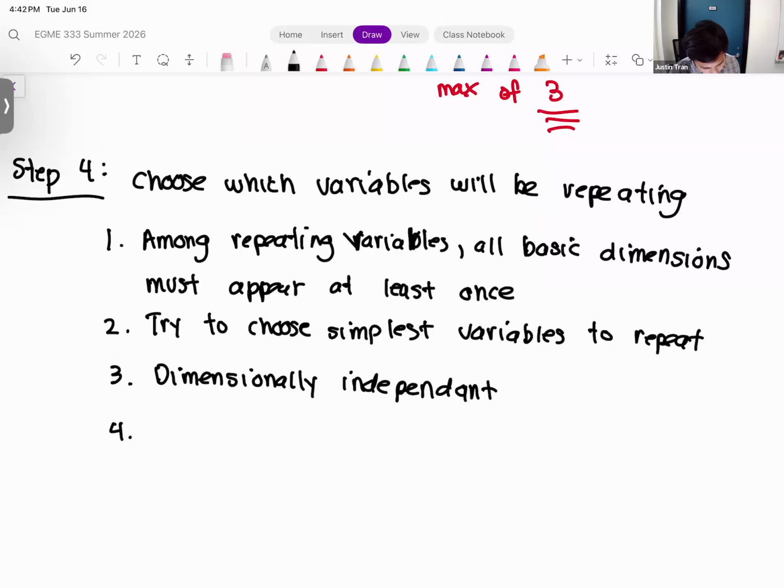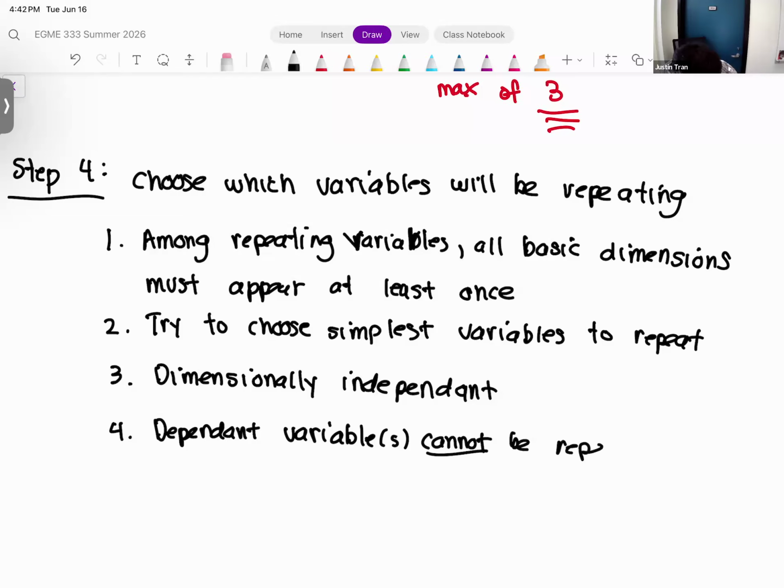Number four is that whatever your dependent variable is, that one cannot be repeated. Whatever you're trying to find cannot show up more than once. It has to have its own unique term.